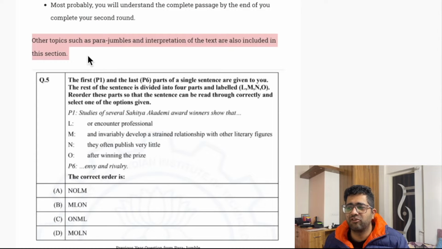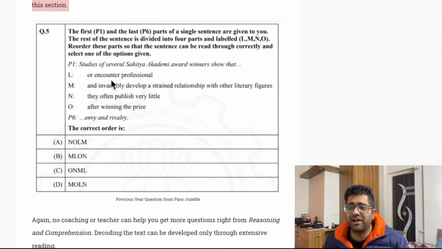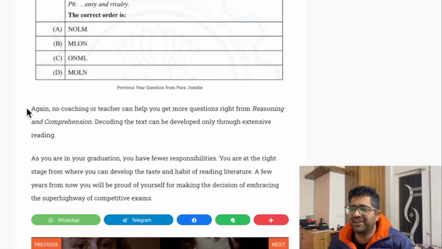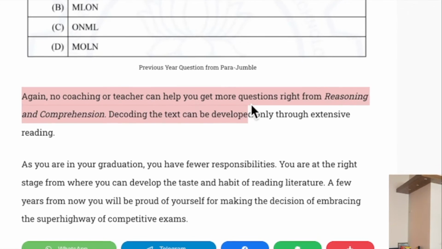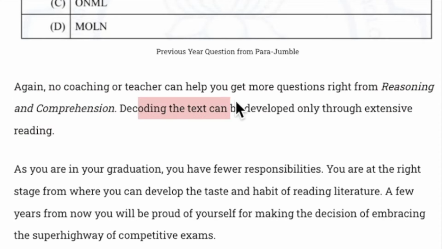This is an example of para-jumbles. Again, you are going to find passages with para-jumbled sort of questions. You have to organize these in a way that makes the correct sequence, correct order. At last, no coaching or teacher can help you get more questions right from reasoning and comprehension. Decoding the text can be developed only through extensive reading. Yes, this is an important thing to remember. Decoding the text can be developed only through extensive reading.